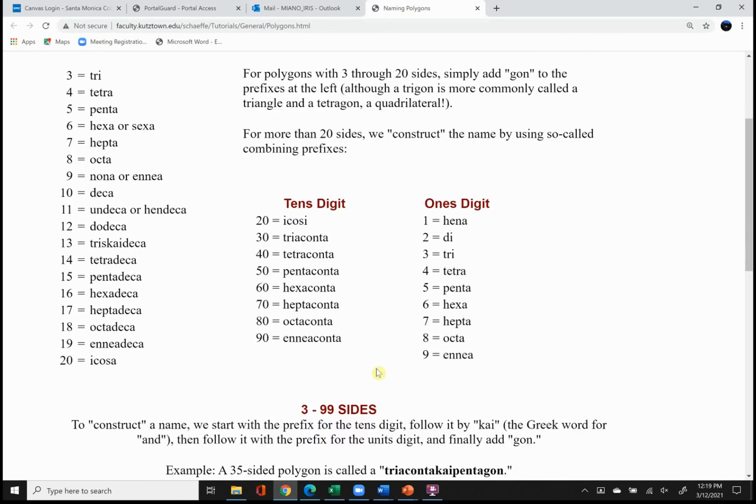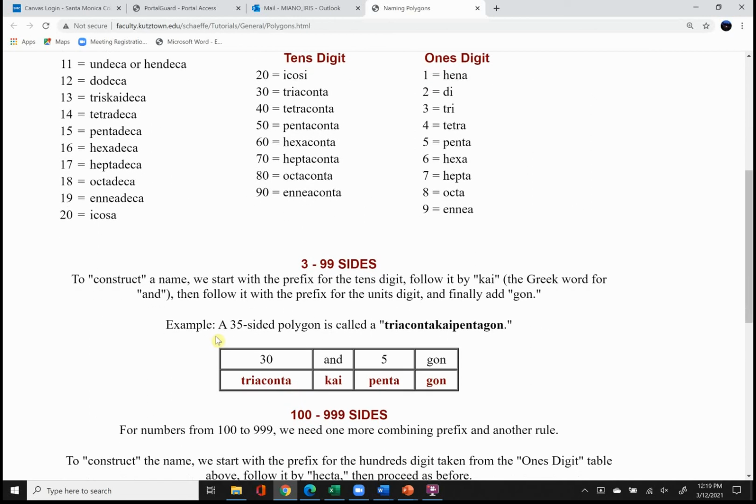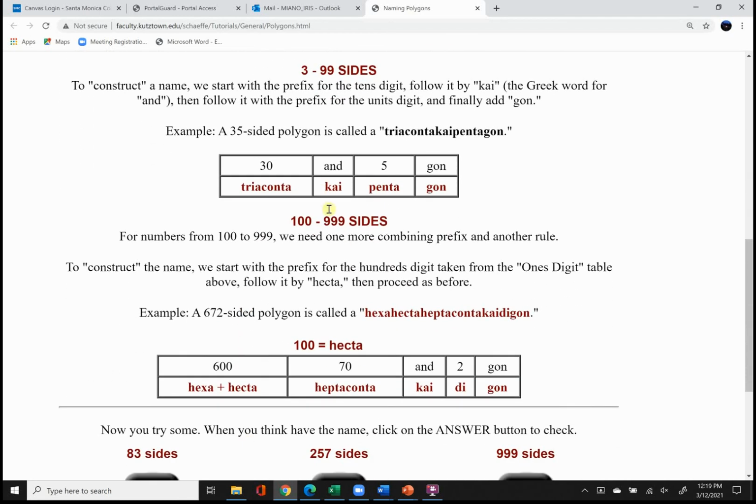So here's the list of all of the prefixes you would need in order to name something from 3 to 99 sides. And they have an example for you here. If you needed to name, for whatever reason, a 35-sided polygon, it's called a triaconta chi pentagon, and the breakdown is parsed up like so.